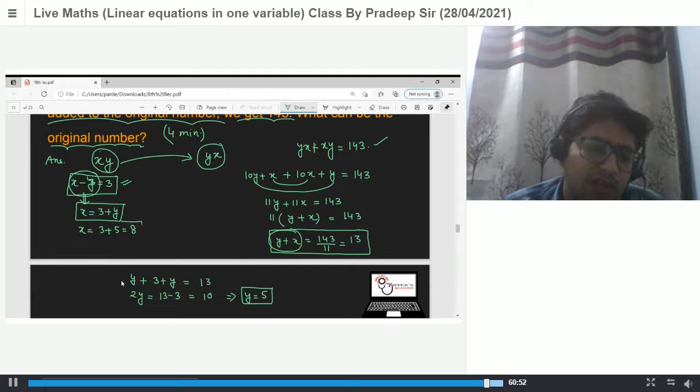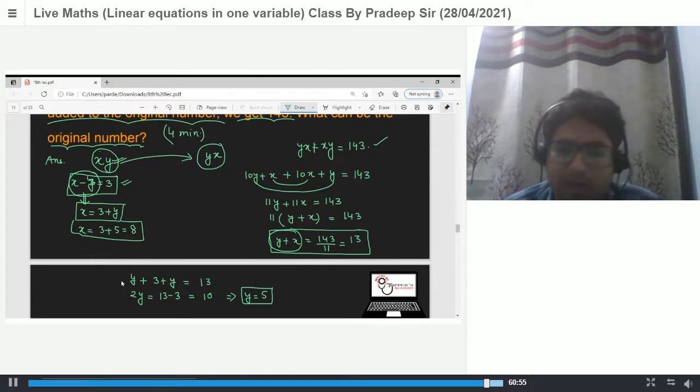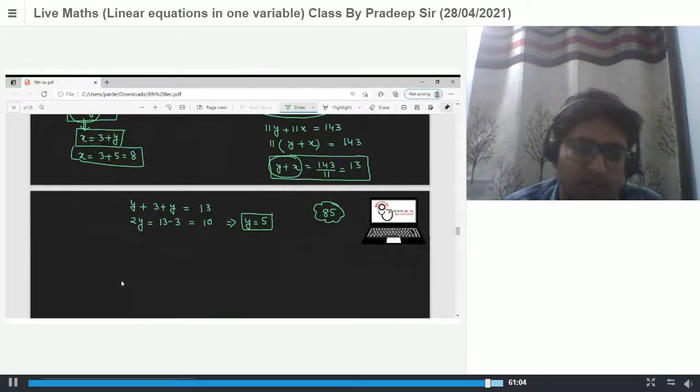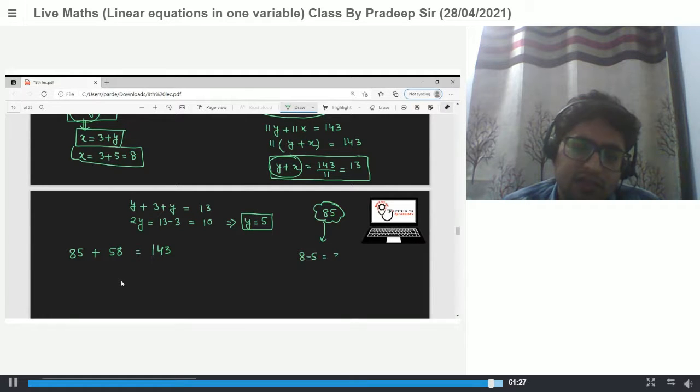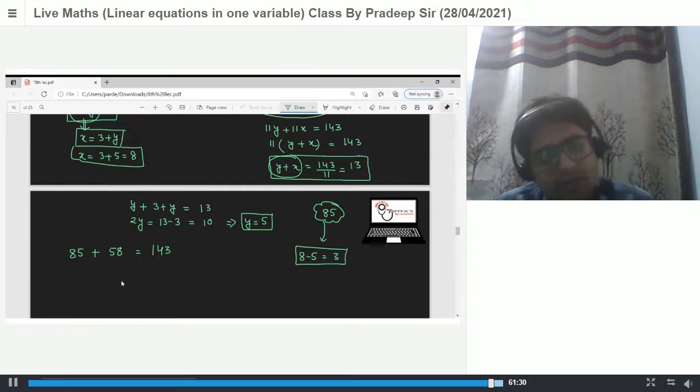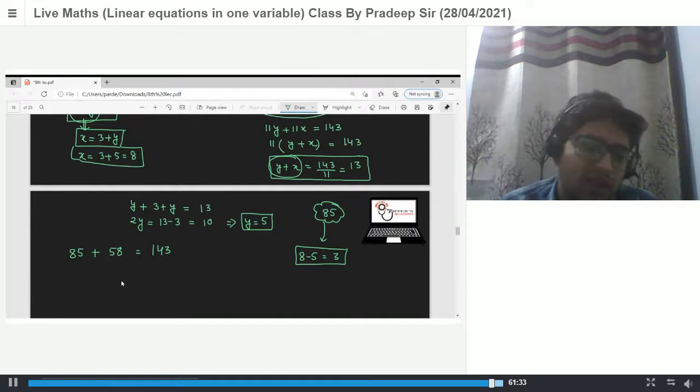So what is the original number? x was 8 and y was 5, so the original number is 85. If you want to verify the given conditions, let's check. The original number is 85. If we interchange, we get a new number which is 58. Find the sum: this is 143. And what is the difference between the digits? The difference is 3.